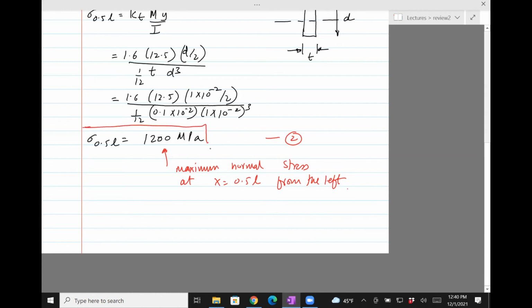Okay, so here's an example illustrating how stress concentration changes the location of the maximum stress because of KT. Yes, I think I have time for one more. Any questions?